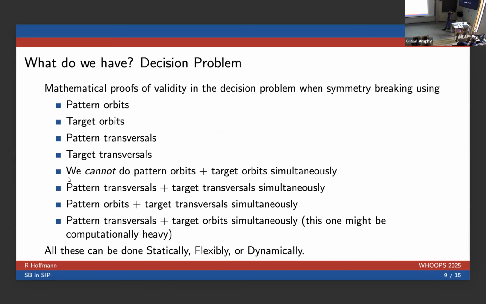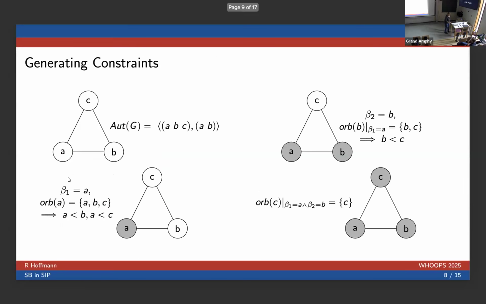So what do we have? What we currently have are proofs for validity, mathematical proofs, not proof logging proofs. I should possibly also say this specific example looks just at the orbits.